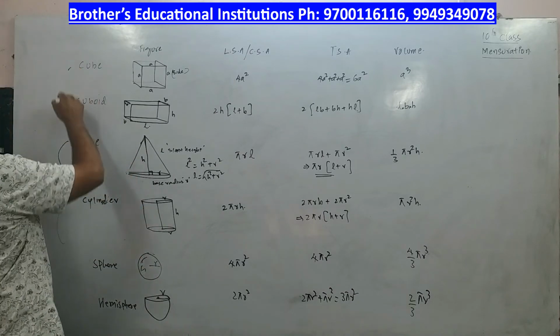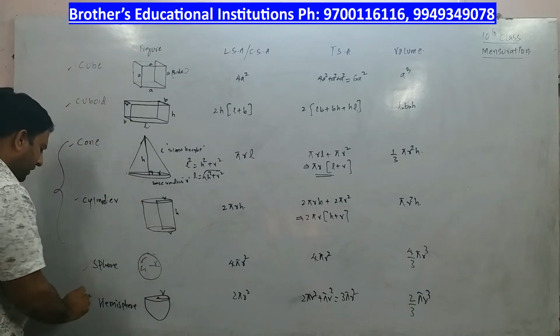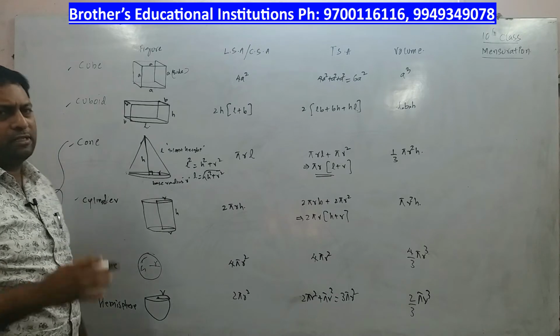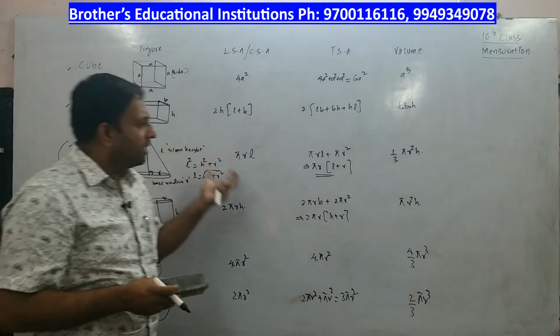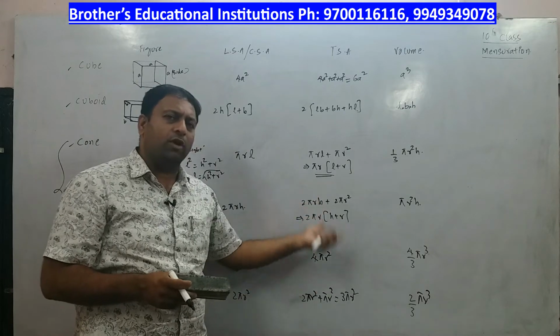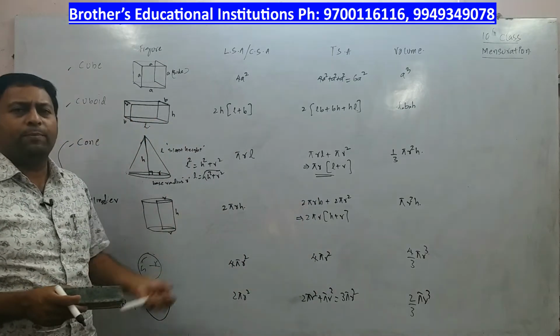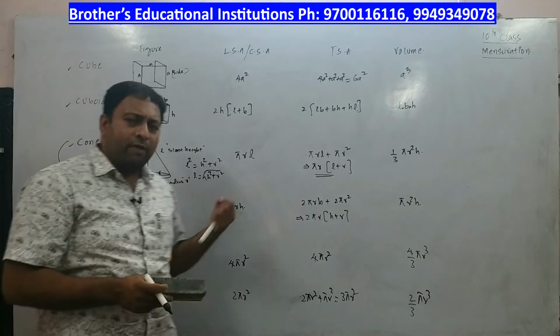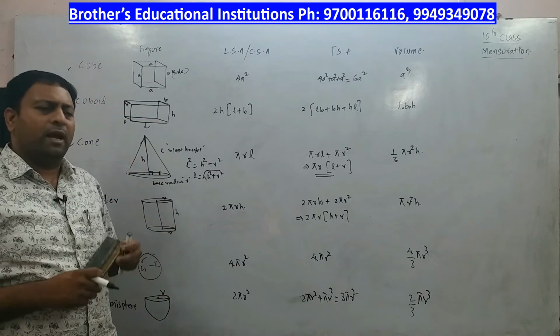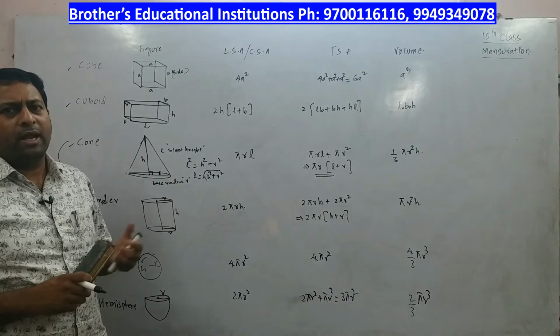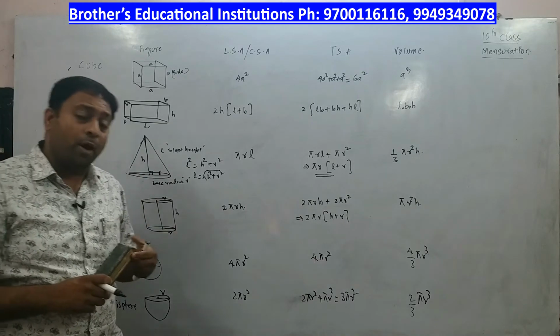So 1, 2, 3, 4, 5, 6. These are the major geometrical figures. The lateral surface area, total surface area, and volume are what you need to remember in order to get a grip on this particular chapter. So I want you to pause the video and learn these formulas by heart and try to write them on a piece of paper, and then we'll move on to our problem solving class.